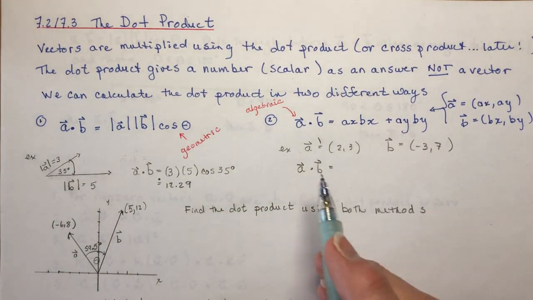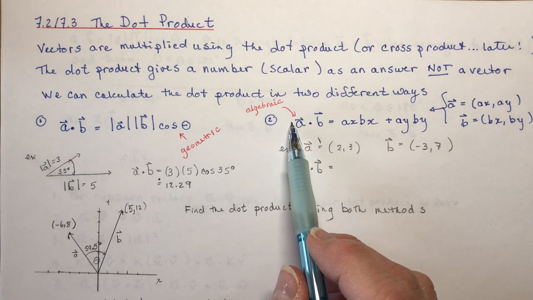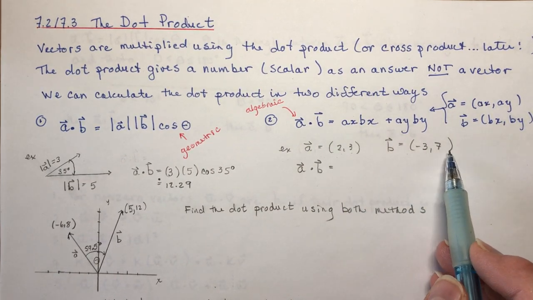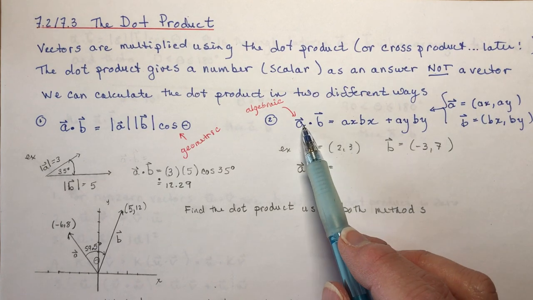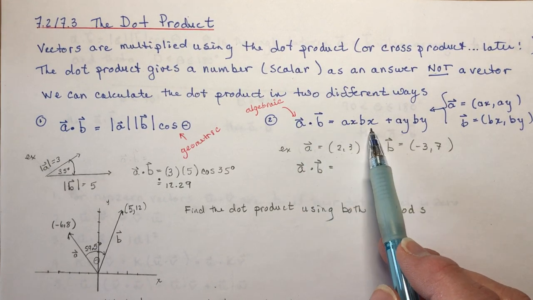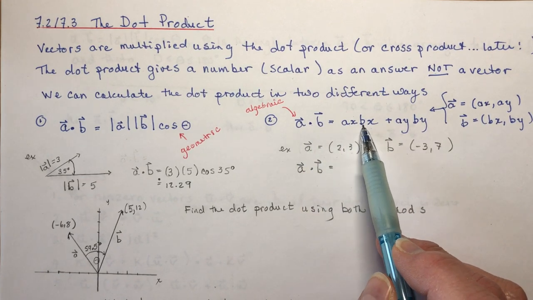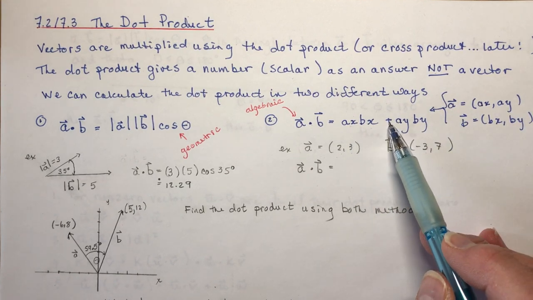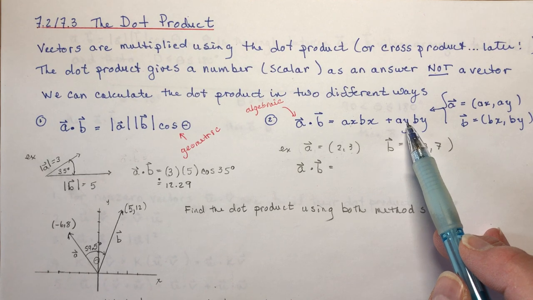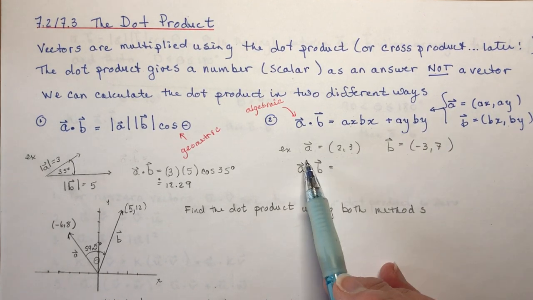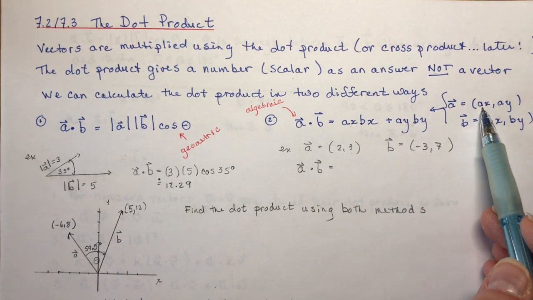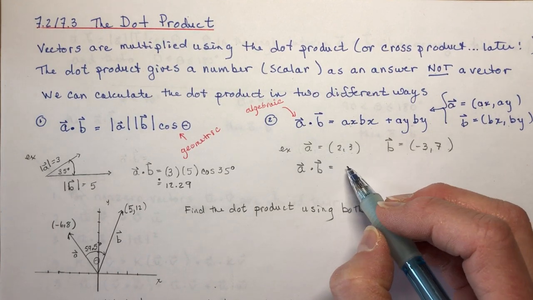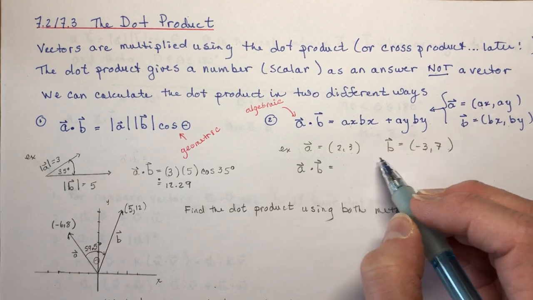Okay, so the other way is the algebraic method. And that means we have coordinates. In this case, vector A is (2, 3). So these are position vectors. When we do the dot product of these two a different way, like a different formula, we have AX times BX, so we're multiplying the X coordinates of the A and B vectors together. And then we add the Y coordinates that are multiplied together. So AX BX plus AY BY. This times this plus this times this. Very simple.